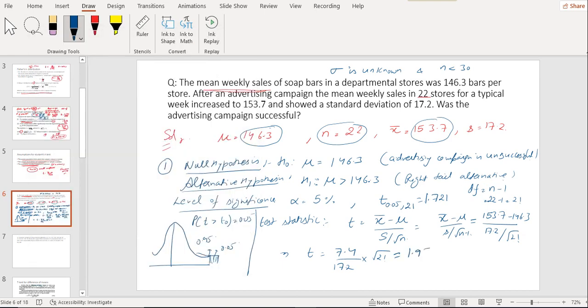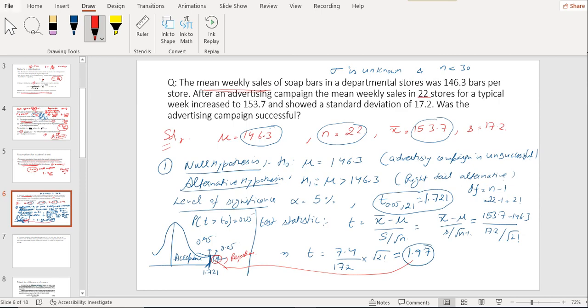So 1.97. You can see here the tabulated value is 1.721. Okay, so this is the critical value, 1.721. Critical value means which separates the region of acceptance, this is the acceptance region, and this is the region of rejection. You can see here 1.97 falls on the right hand side. So it means that this value falls in the region of rejection only.